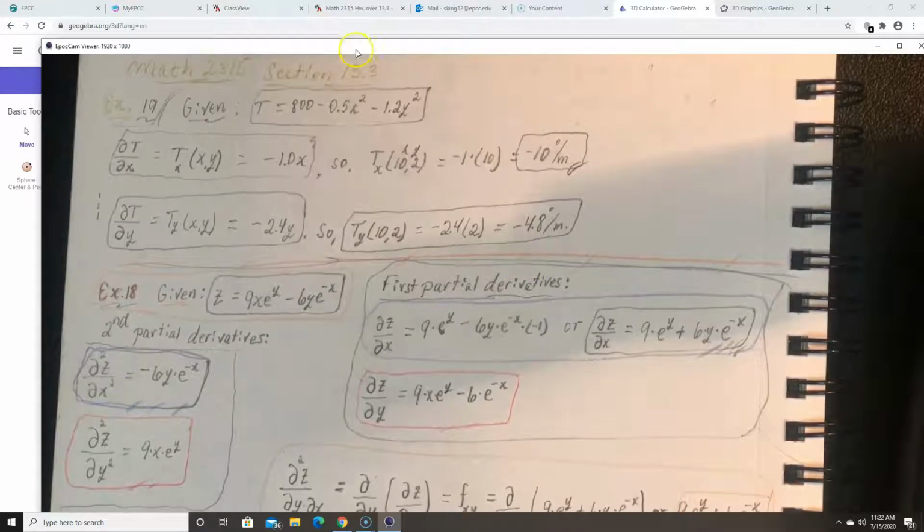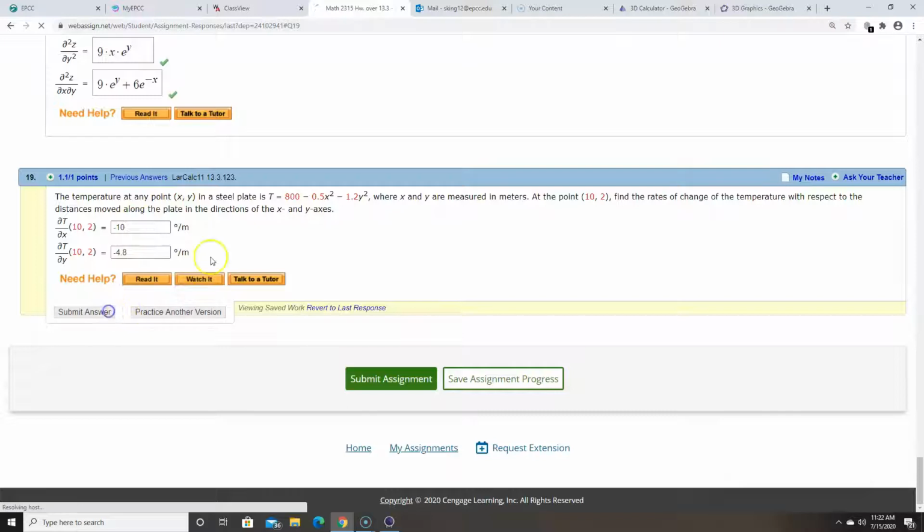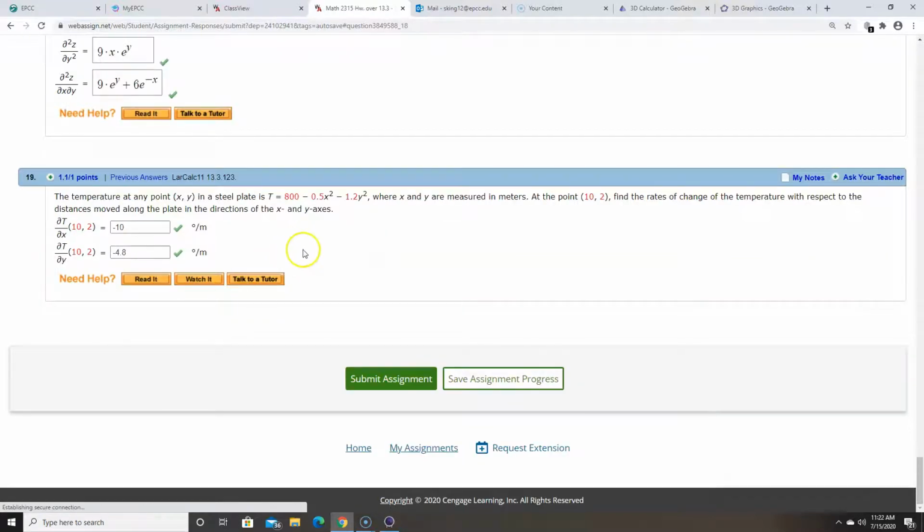Anyway, I hope that makes sense. So we got negative 10 and negative 4.8. And there you go. And we're good.